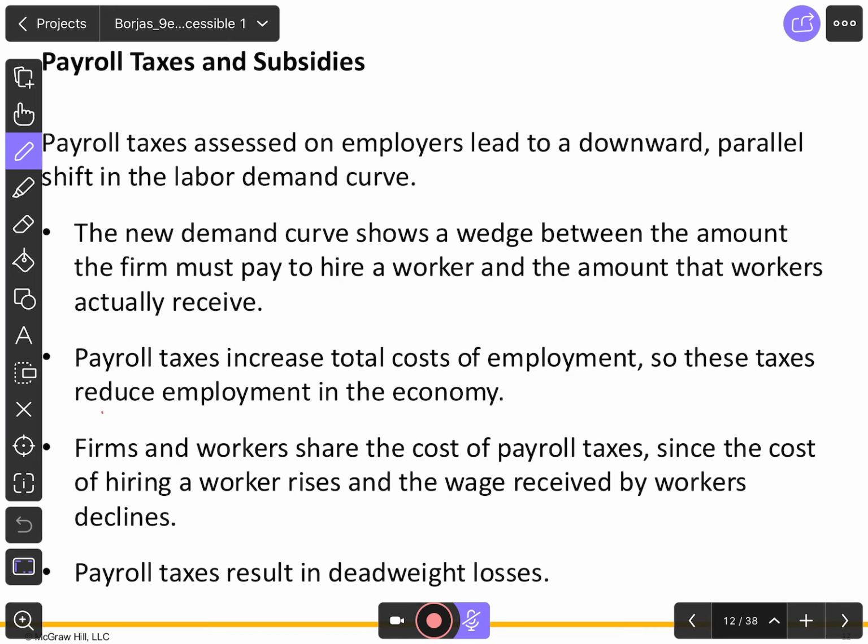Hello everyone, so let's continue chapter 4. In the first part of this chapter we talked about the perfectly competitive market, where the market dynamics would allow an equilibrium between the demand for workers and the supply of workers, and we will reach an equilibrium price or wage and an equilibrium quantity, which is the amount of people employed.